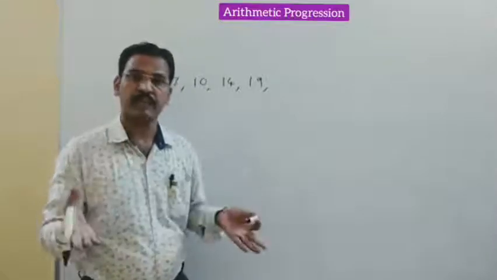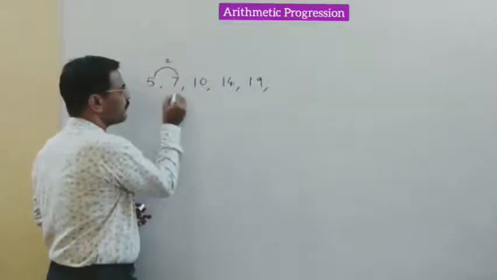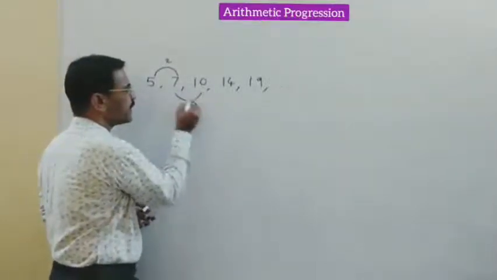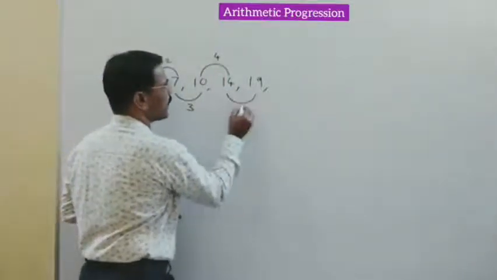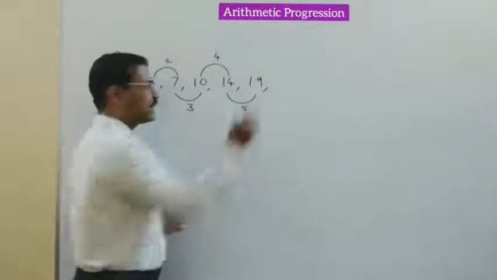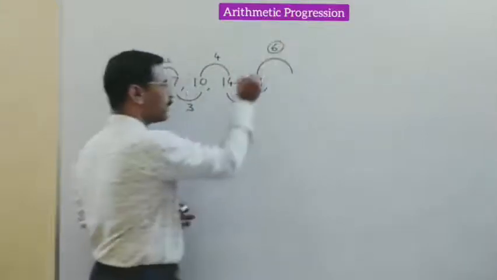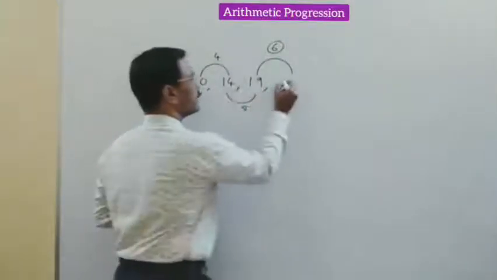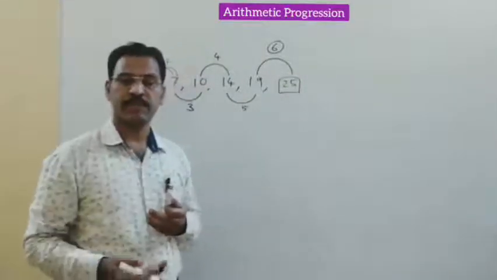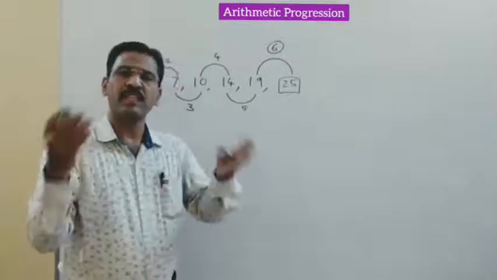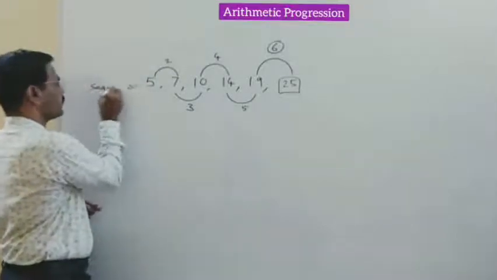See here. The difference between the first two terms is 2. The difference between the second and third is 3. The difference between the third and fourth is 4. Here it is 5. Then definitely the difference between this and the next term is 6. That means if we add this 6 to 19, then this will be the next term. Like this we can predict. Then such a collection of numbers we can definitely say is a sequence.